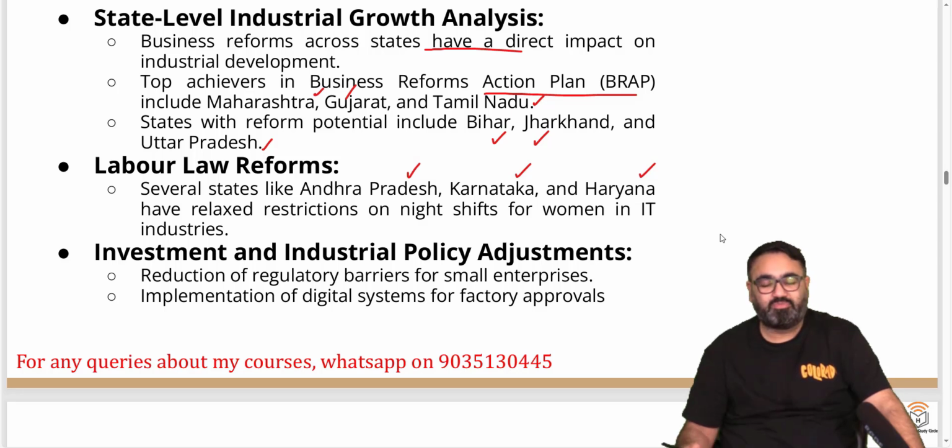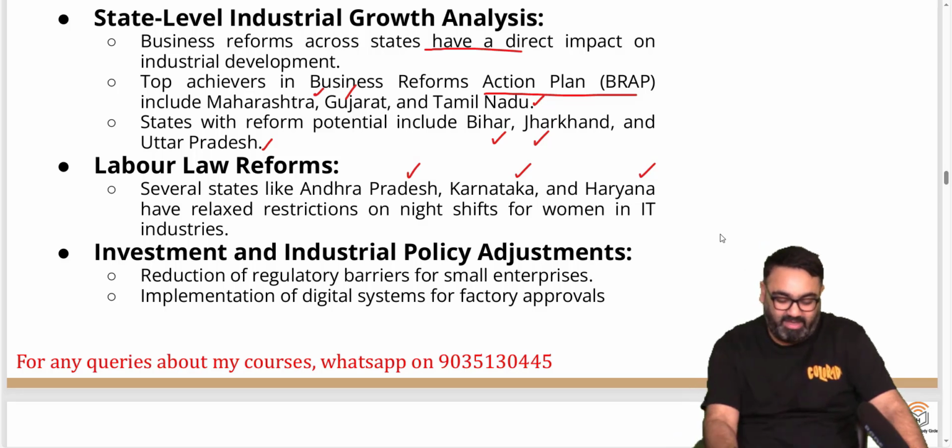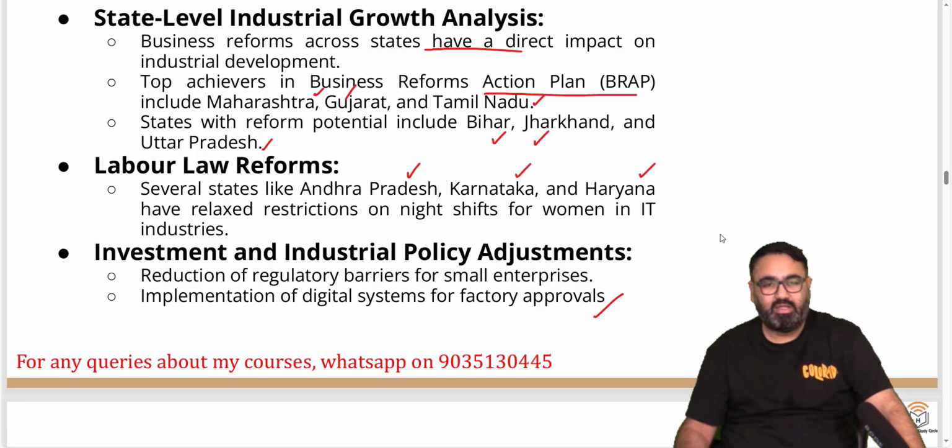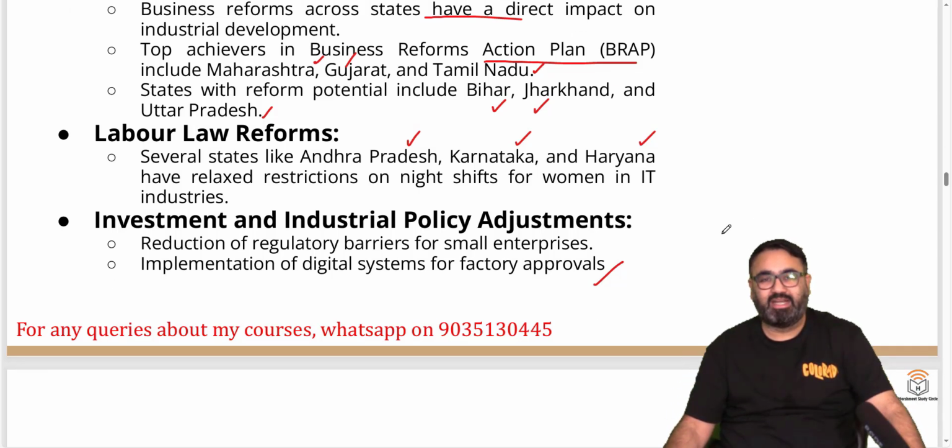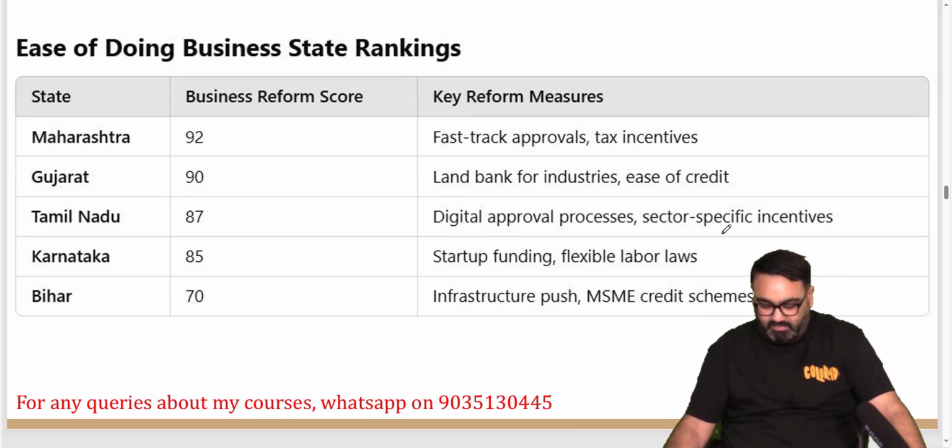Then for investment purposes, some regulations have been reduced, have been softened, so that approvals for the factories, approval for manufacturing, etc. become easier, and companies won't have to wait for a very long time before setting up their manufacturing plants. This again is data from the economic survey.